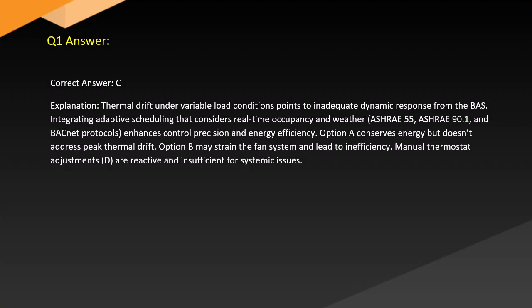Answer. Correct answer: C. Explanation. Thermal drift under variable load conditions points to inadequate dynamic response from the BAS. Integrating adaptive scheduling that considers real-time occupancy and weather, per ASHRAE 55, ASHRAE 90.1, and BACnet protocols, enhances control precision and energy efficiency. Option A conserves energy but doesn't address peak thermal drift. Option B may strain the fan system and lead to inefficiency. Manual thermostat adjustments, D, are reactive and insufficient for systemic issues.